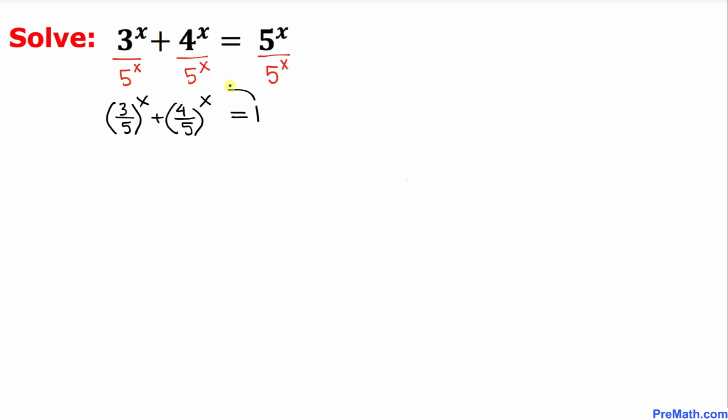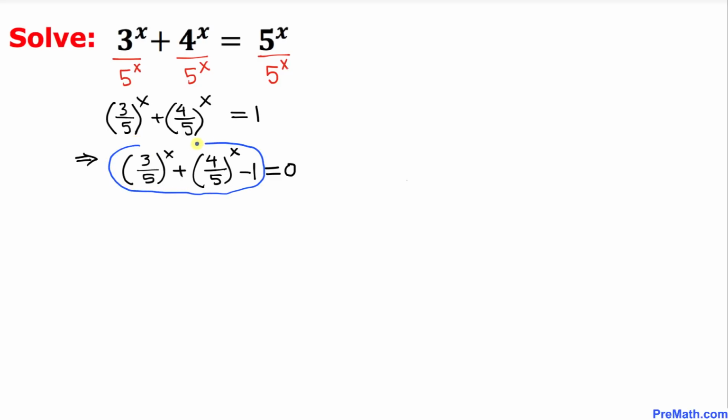Now let's move this 1 to the left hand side. So this is going to become 3^x divided by 5^x plus 4^x divided by 5^x. When we move 1 to the other side, it's going to become minus 1 equal to 0. Now let me call this left hand side of this equation a function: f(x) = 3^x/5^x + 4^x/5^x - 1.